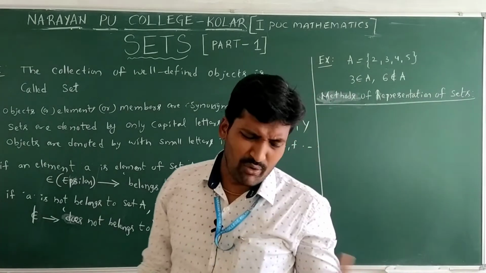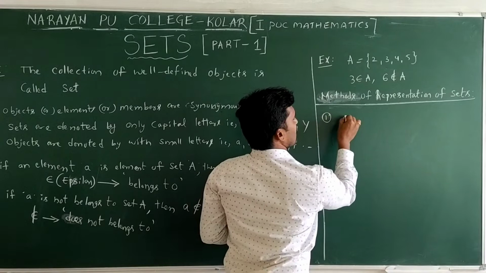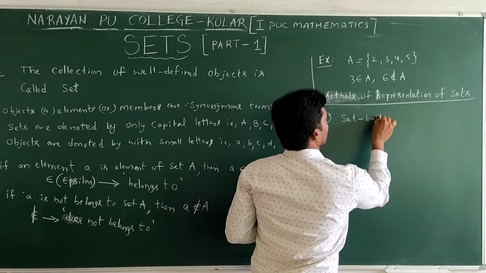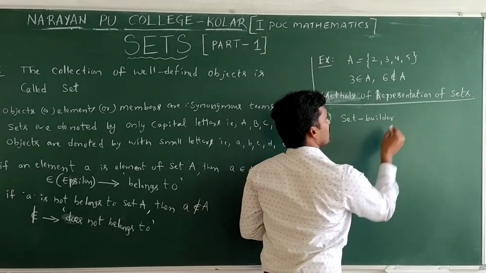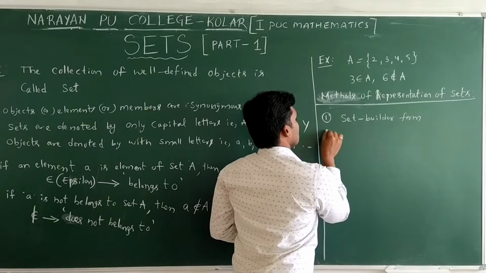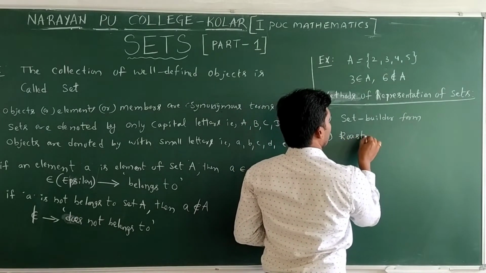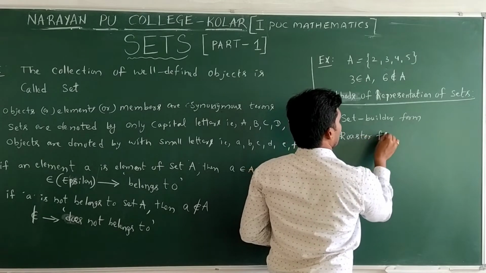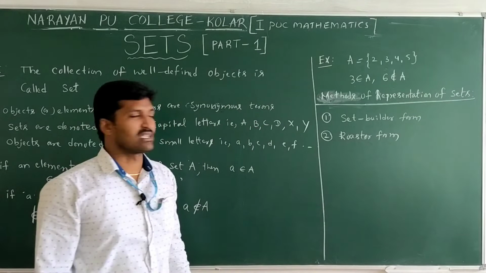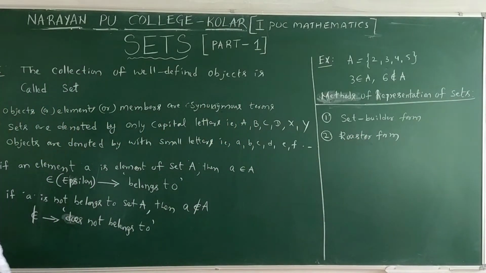What are the methods? Or we have forms generally we call it. In that there is the first one, set builder form. Second one, roster form. These are the two forms. One is set builder form, another one is a roster form. We will discuss what is the meaning of these two.